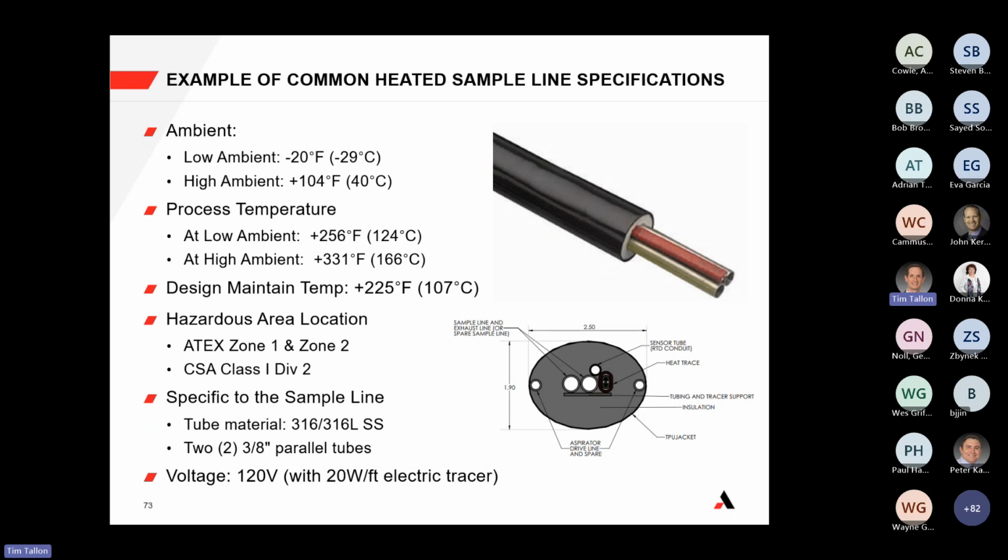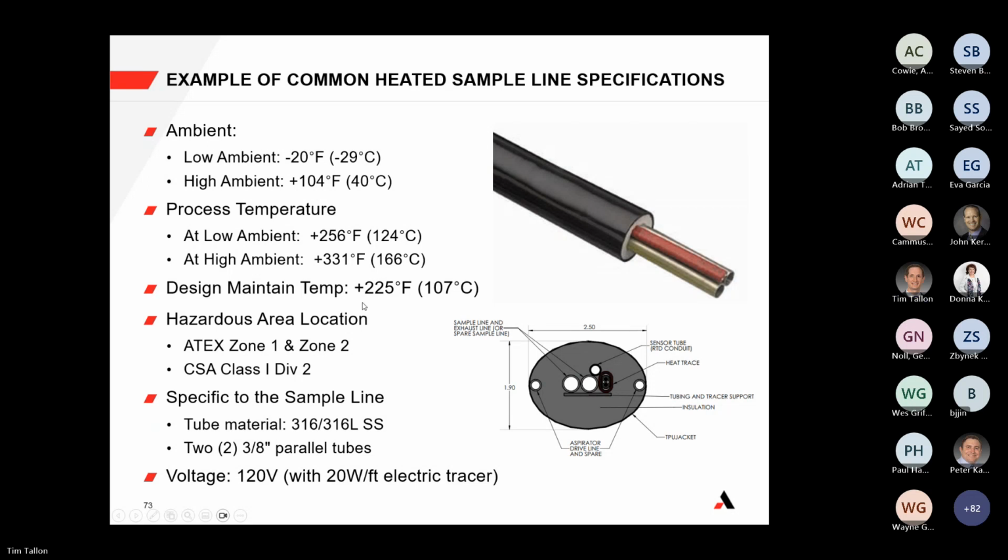So when it comes to looking at just the water dew point, we've designed our heated sample line centered around having a low temperature of minus 20 degrees Fahrenheit, minus 29 degrees Celsius, all the way up to plus 104 Fahrenheit or 40 degrees C. Now that's supporting process temperatures between 126, so maintaining the sample above it. It really depends on the ambient temperature, but maintaining the sample above 126, above 256 degrees Celsius or above 124 degrees Celsius, and then on a hot day, also making sure that it's above 300 degrees Fahrenheit.